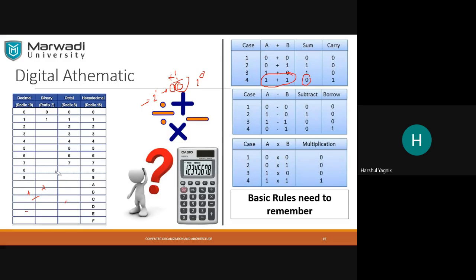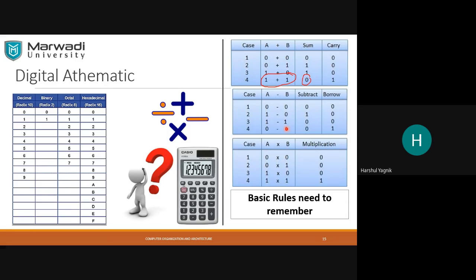Similarly, for subtraction, when we subtract 0 from 0, subtraction is 0, borrow is 0. When we subtract 0 from 1, then subtraction result is 1 and borrow is 0. 1 minus 1, subtraction 0, we do not need a borrow. But only in the case of 0 minus 1, we will need a borrow.